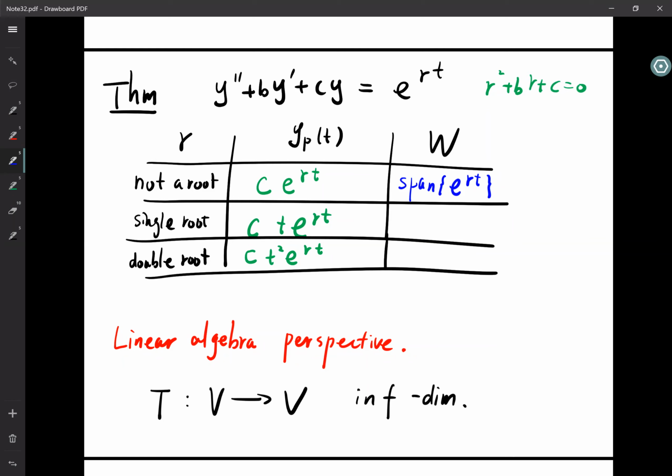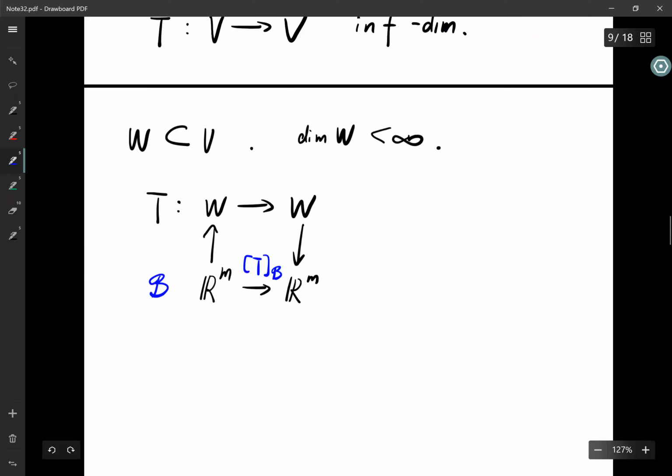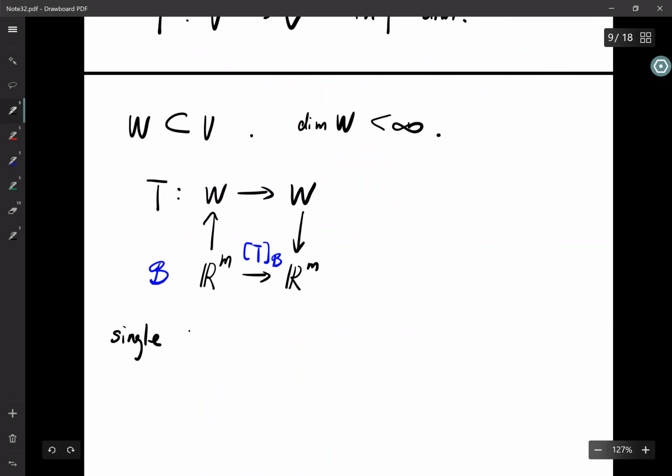If there's a single root, though, this one is in this subspace, but T restricted to W is zero. So we're doing something like 0x equal to non-zero, one, so it's not solvable. How did we solve the problem? We enlarged the dimension of W. We enlarged that to be exponential rt and t exponential rt. So let's take a look at this case. Single root, where W is the span of t exponential rt and exponential rt. So these are the two bases.